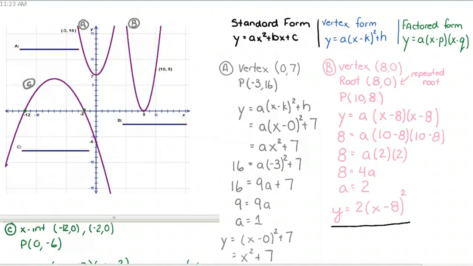So if we come back up here, what I want to stress is that by picking the right form based on the information you're given, you can have a lot more success working through this material.